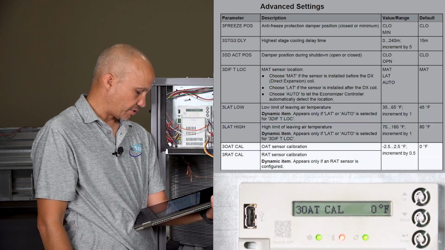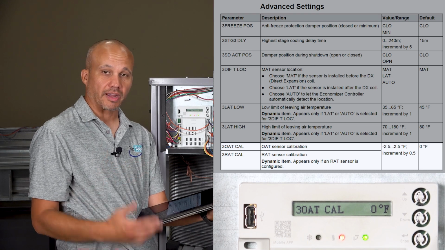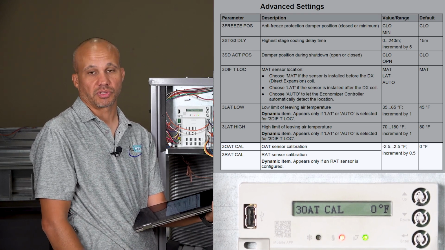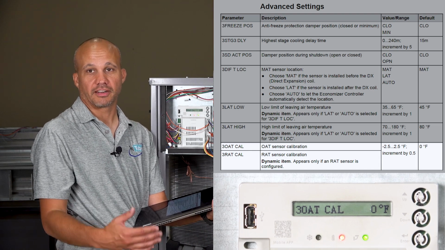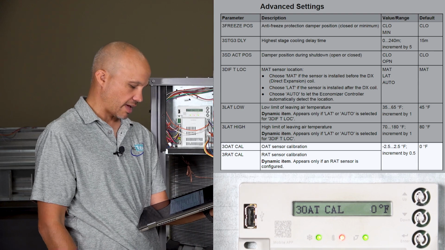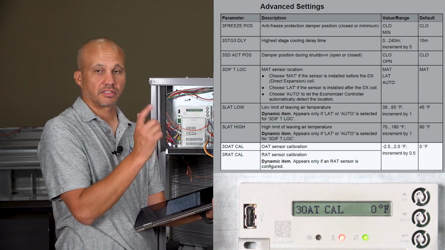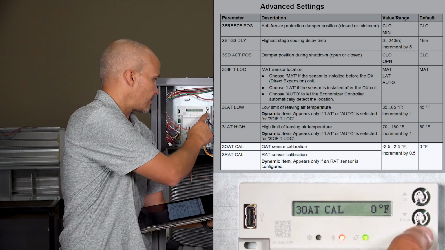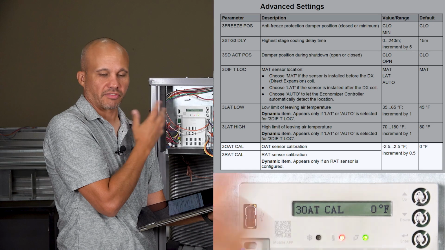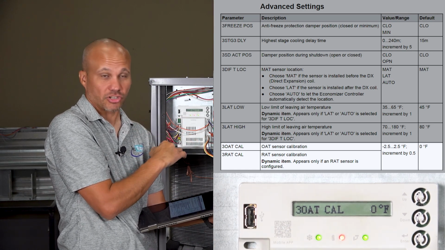OAT sensor calibration, and then return air temperature calibration. So if your temperature is off by a little bit and you want to adjust it, you can. Honestly, I would argue that there's no difference between 57 and 58 degree outside air temperature, but if you are very set on making it exactly right, you can do that. You can go plus or minus 2.5 degrees to calibrate your device to match the actual thermistors you have in the system. So let's say your outside air was off by a little bit. Let's say it was 70 degrees outside and your probe said it was 72 outside. So you want to add 2 degrees to this.